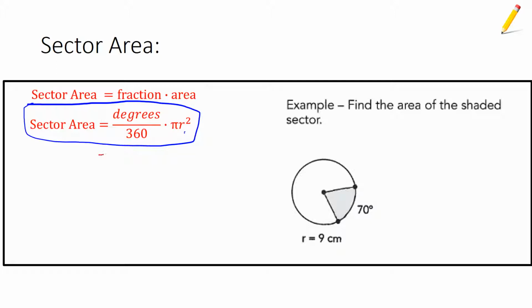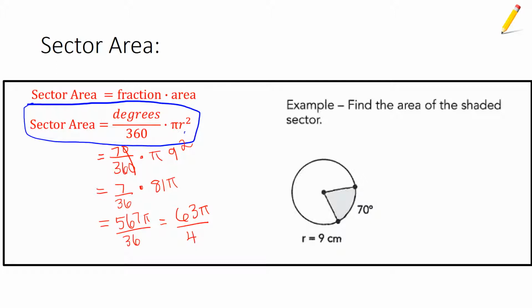So in our example, our fraction is going to be again 70 over 360 times pi. Our radius is 9, so 9 squared. So that's going to become 70 over 360 is 7/36 times 9 squared is 81 pi. If we take 7 times 81, we get 567 pi all over 36, and that fraction can be reduced to 63 pi over 4. And for our purposes in this unit and in this project, we are going to keep our answers in exact form, meaning with pi, no decimals for now.